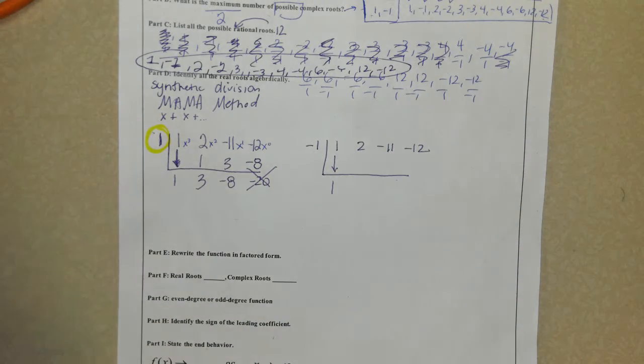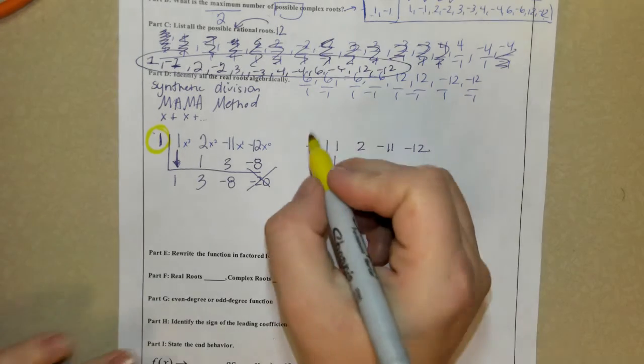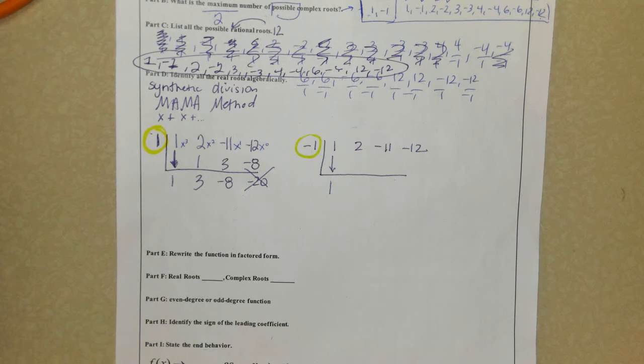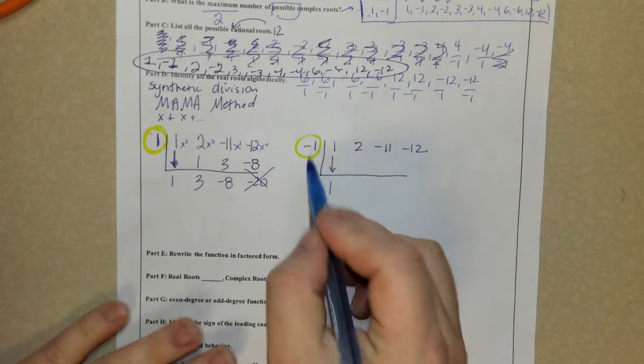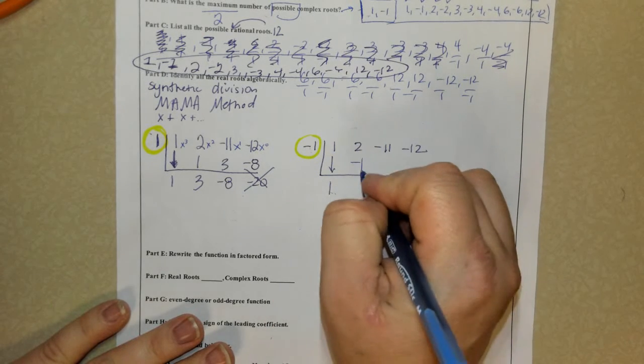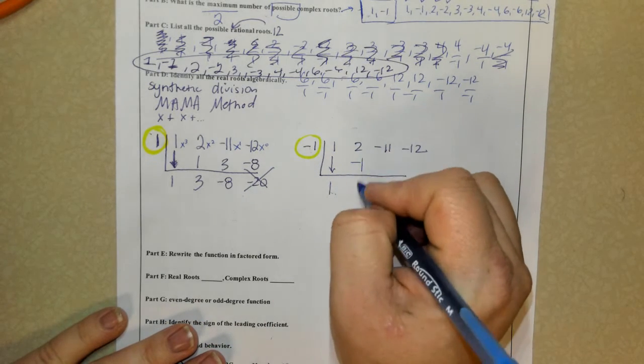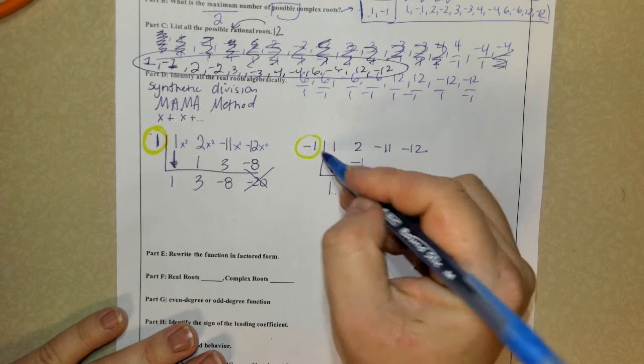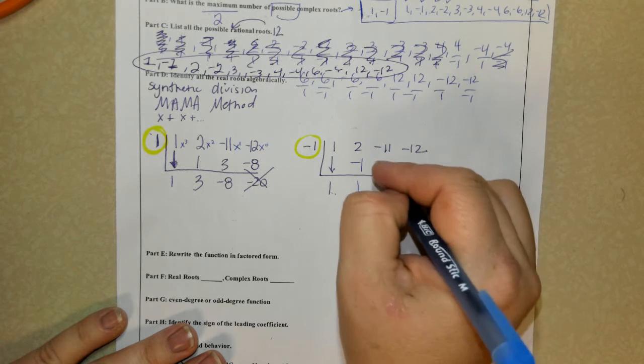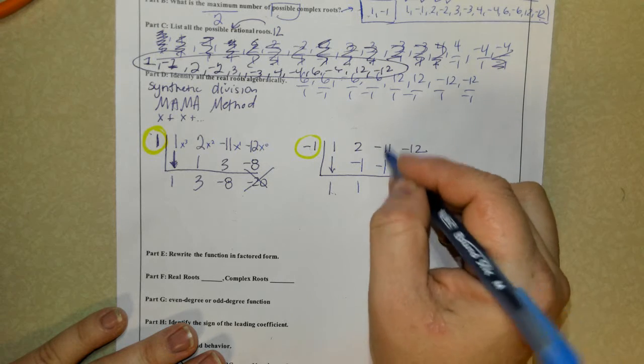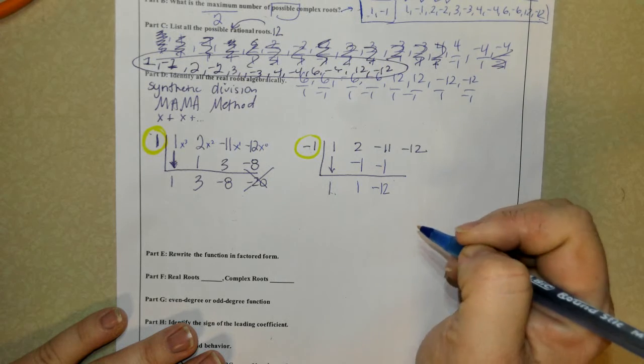Okay, mama method, M for multiplying. As a reminder, every time we multiply, it's the outside number. So, 1 times negative 1 is negative 1. Add straight down to get 1. M for multiplying. 1 times negative 1 is negative 1. Add straight down to achieve negative 12.